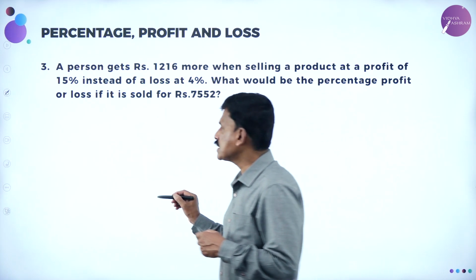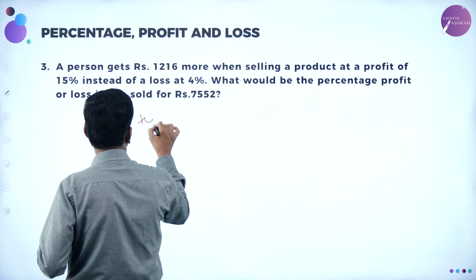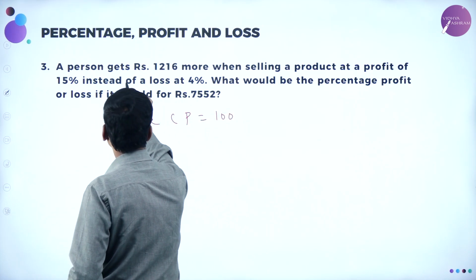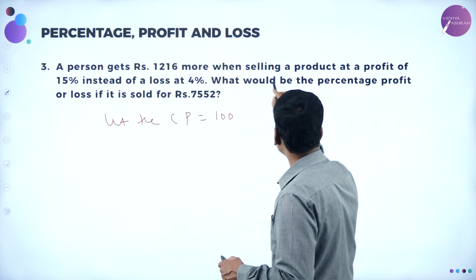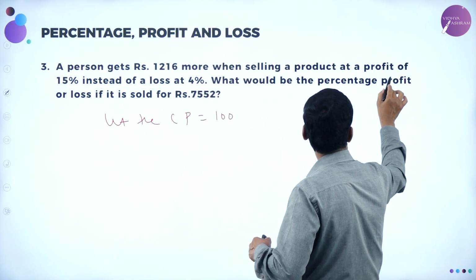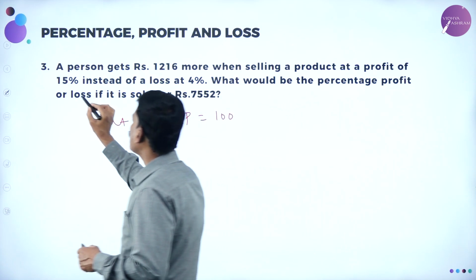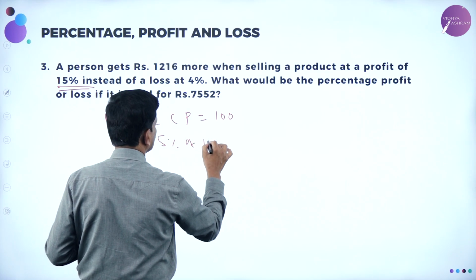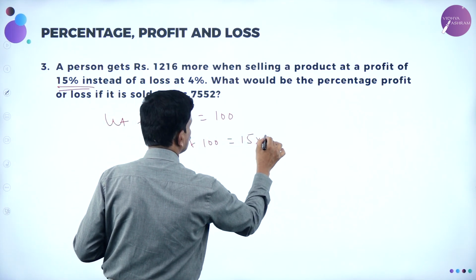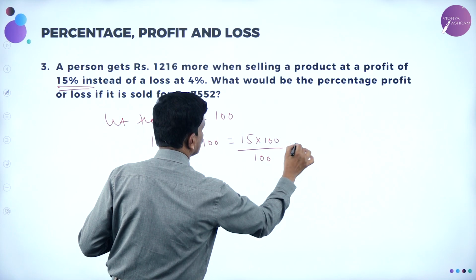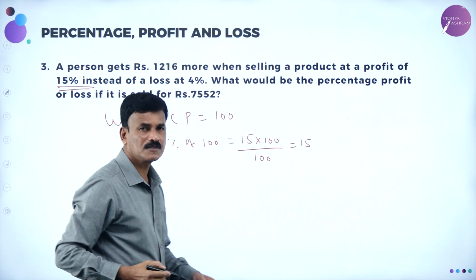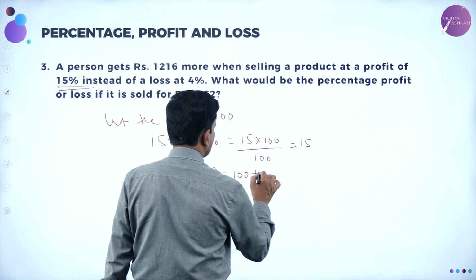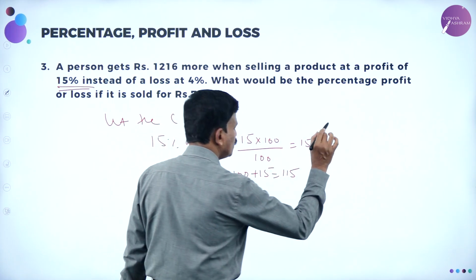Now, let us consider the selling price. Let the CP be 100. A person gets rupees 1216 more when selling a product at a profit of 15%. Just find out 15%. 15% of 100 is equal to 15 into 100 divided by 100, that's equal to 15, right? So therefore the selling price is equal to 100 plus 15, that's equal to 115.